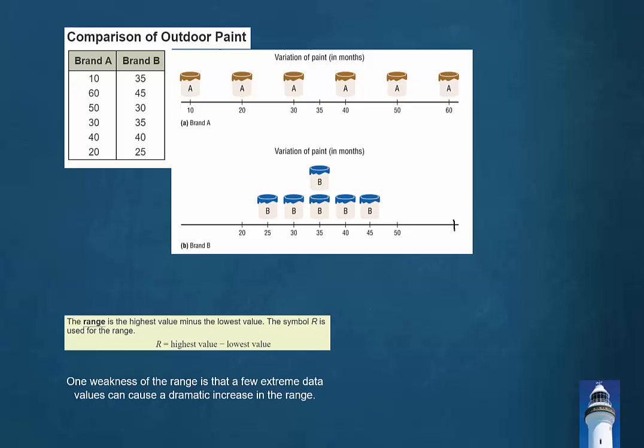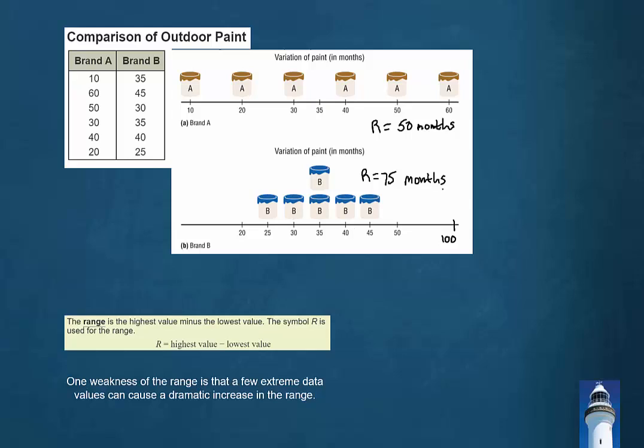For instance, if there were one more data value in this data set, and that data value was 100, then the range for group B would be 75 months. The range for group A was 50 months. And now this extreme value has distorted this measure of variation for brand B.